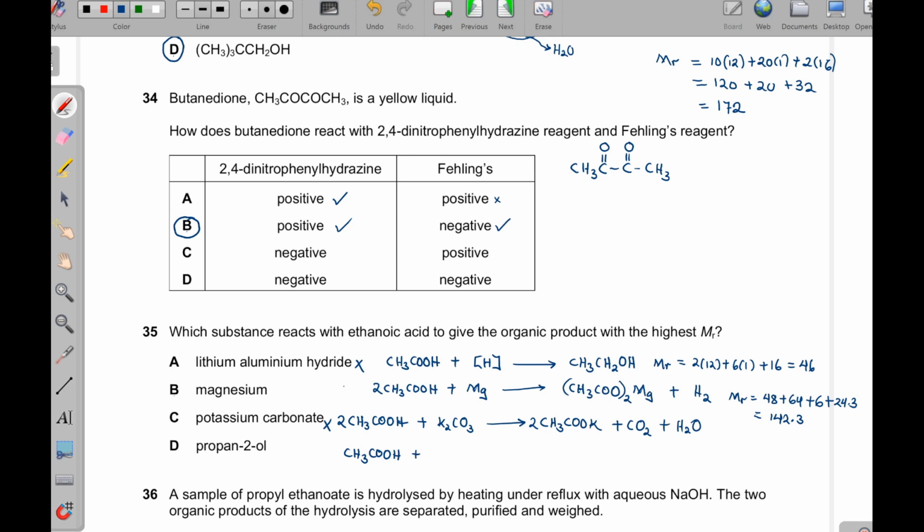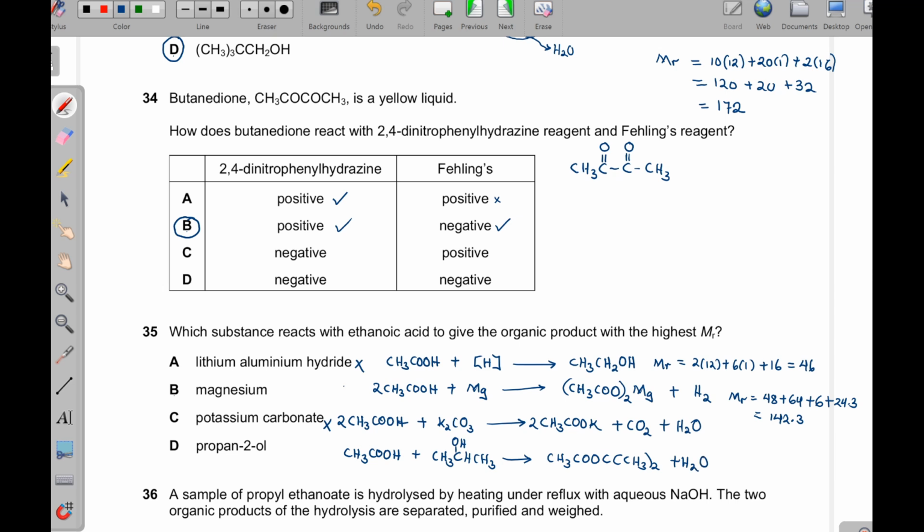CH3COOH, then plus CH3CH(OH)CH3. So this is esterification. We shall get CH3COO, then this carbon here is the one now that is connected to this C, but then it has 2 CH3s connected to it. And that will be that. So let's find the Mr here. Of course, we shall also have water here.